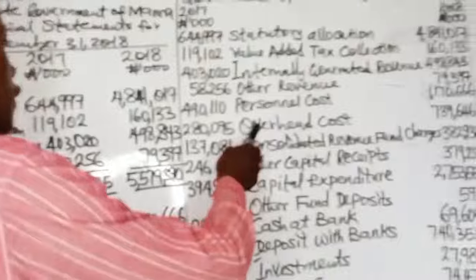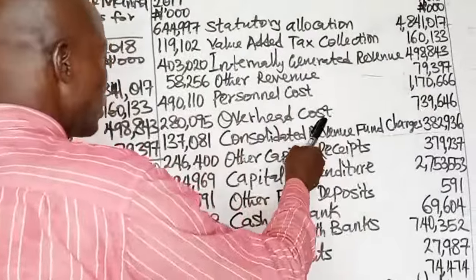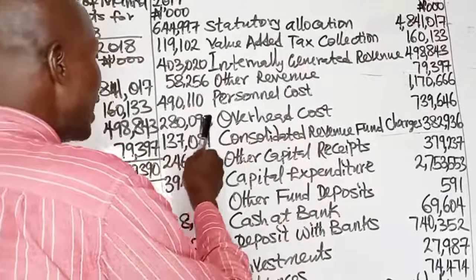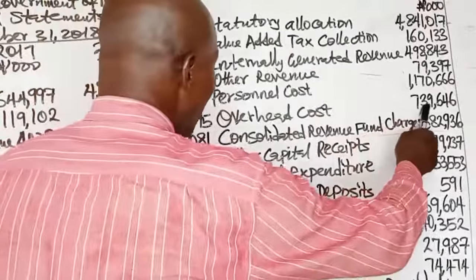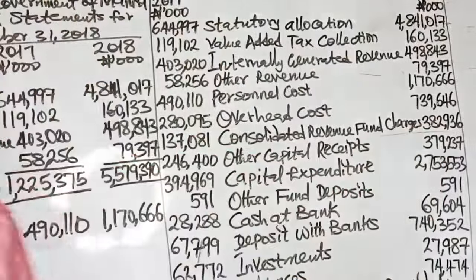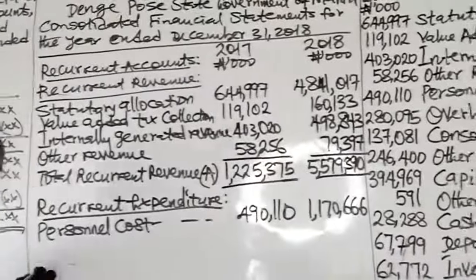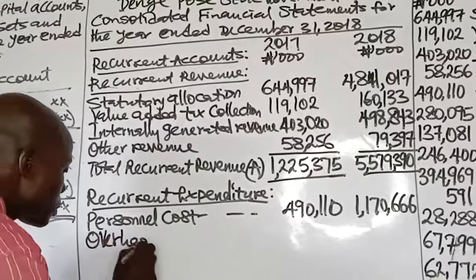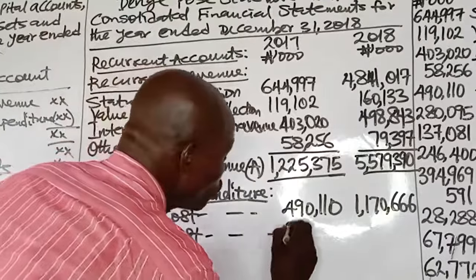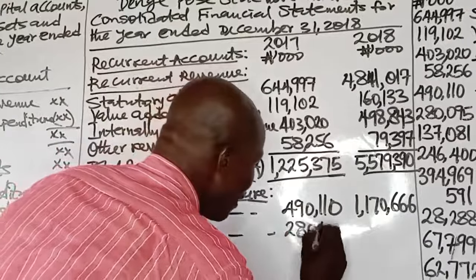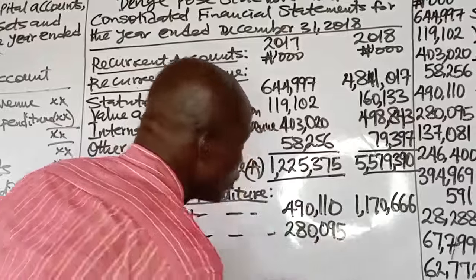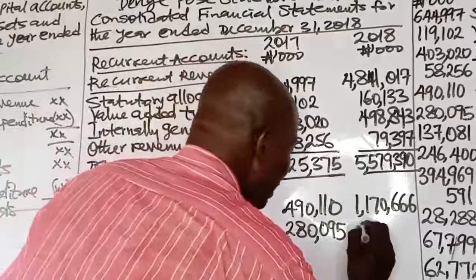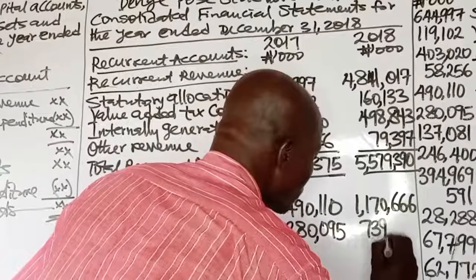Back to the question. We have overhead cost. 2017, 280,095. 2018, 739,646. Overhead cost. 2017, we have 280,095. Then 739,646.